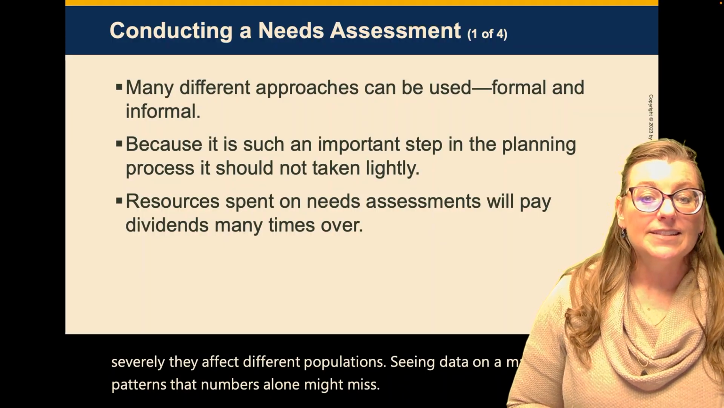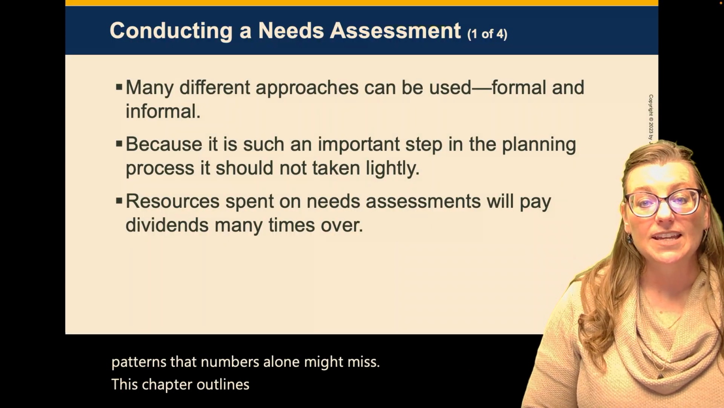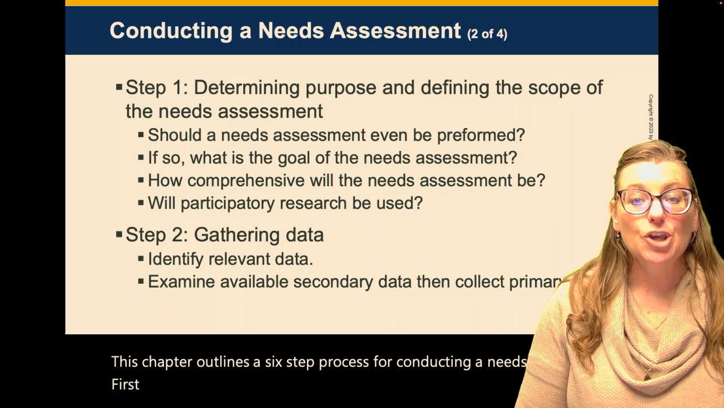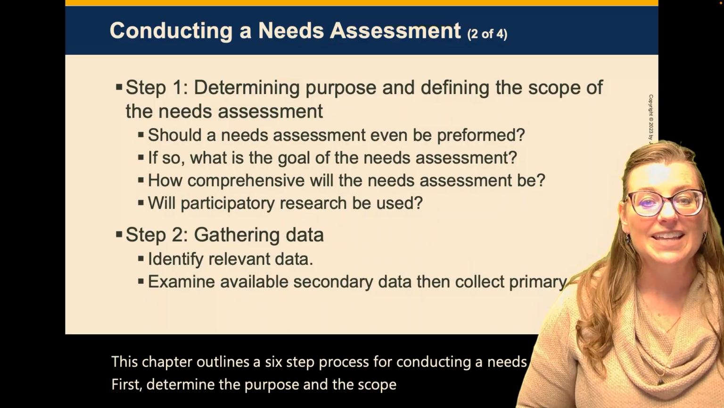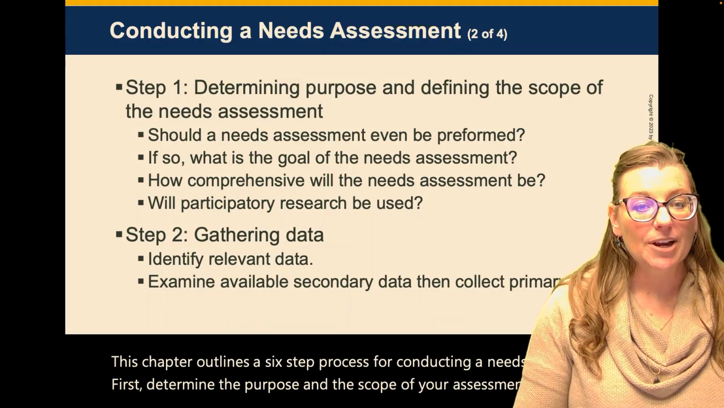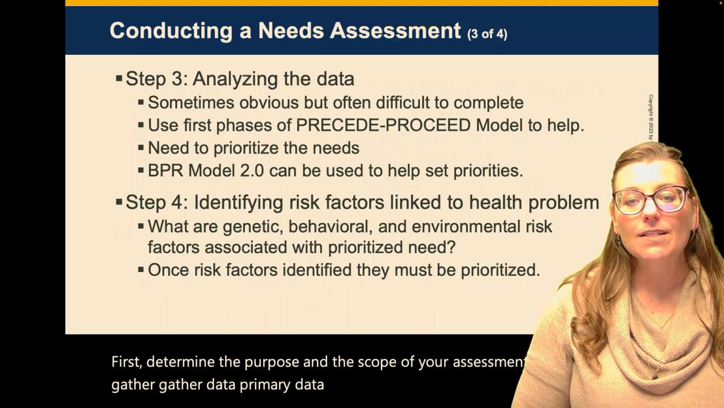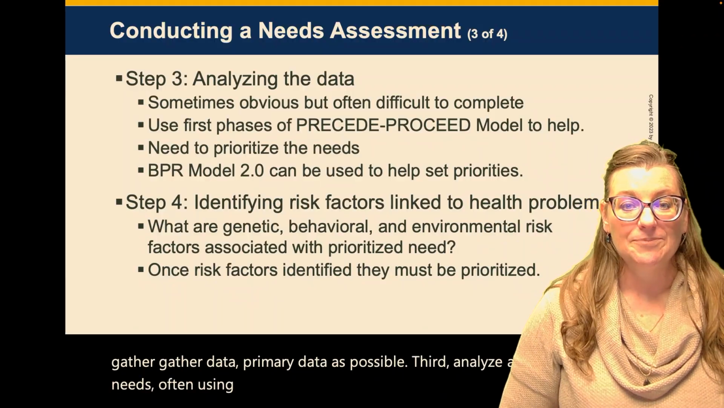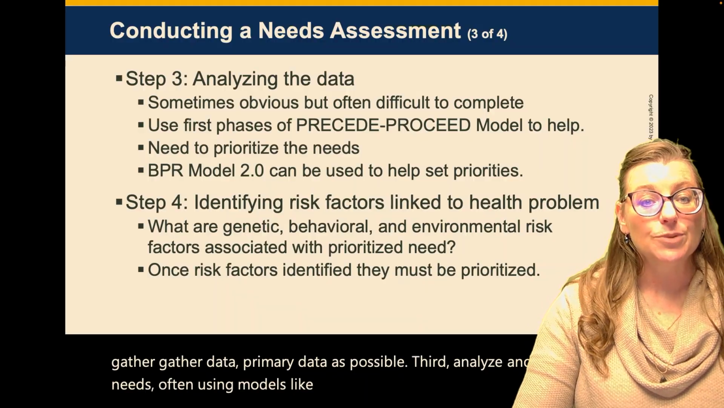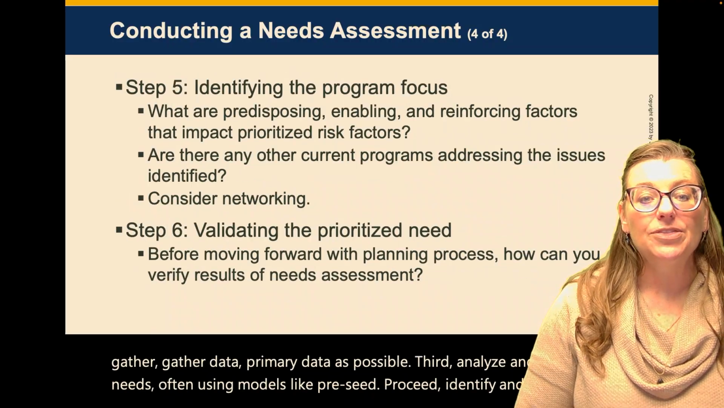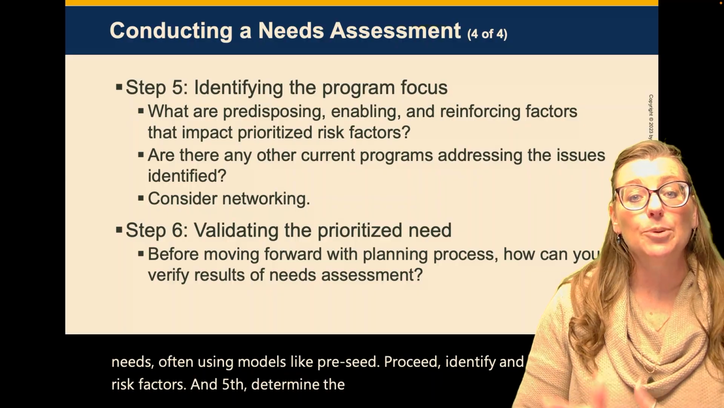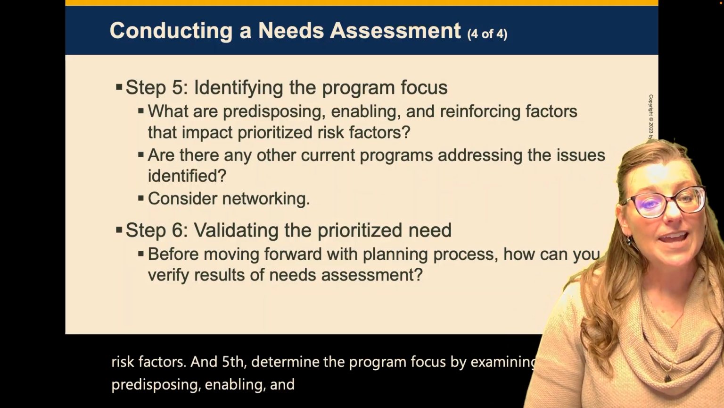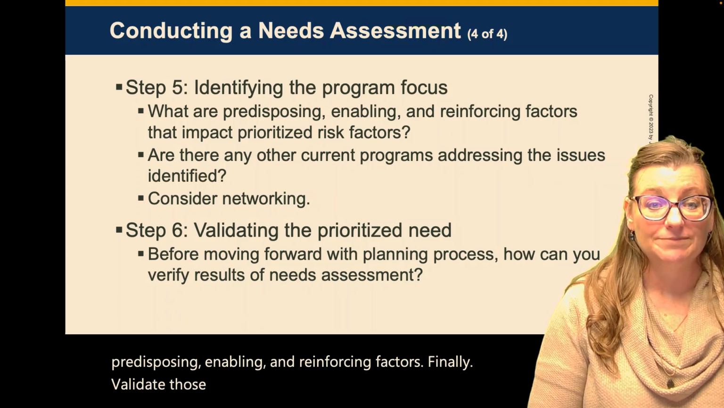This chapter outlines a 6-step process for conducting a needs assessment. First, determine the purpose and the scope of your assessment. Second, gather data, primary data as possible. Third, analyze and prioritize needs, often using models like PRECEDE-PROCEED. Fourth, identify and prioritize risk factors. And fifth, determine the program focus by examining predisposing, enabling, and reinforcing factors. Finally, validate those findings before moving forward.